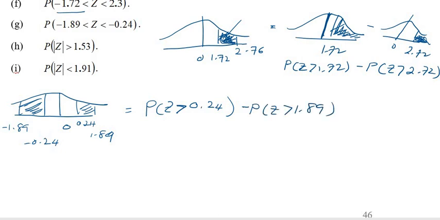Okay, so 0.24 here minus 1.89. So it means that here the probability is larger than this one. Okay, so we minus the probability. Okay, so this can be directly taken from the table. Make sure the sign is greater than before you refer to the table, and then the Z value must be a positive number.